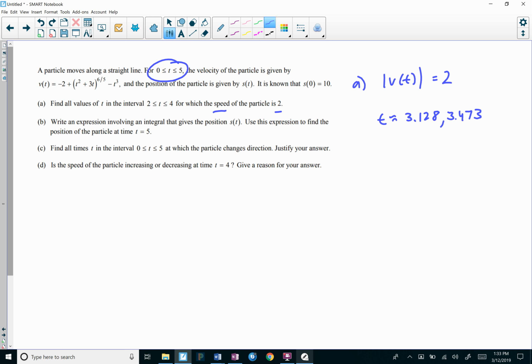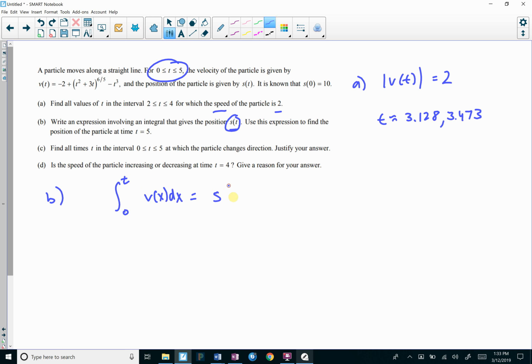Okay, part B, a lot of people know how to kind of get to this, but they mess up their variables. So we need an expression involving an integral that gives the position. Well, I know that if I take the integral, the antiderivative of the velocity, I will get the position. But the thing is they want s of t. So I'm going to put t here, put 0 here. I cannot use t here. I cannot use the same variable I do up there. So I'm going to use v of x dx.